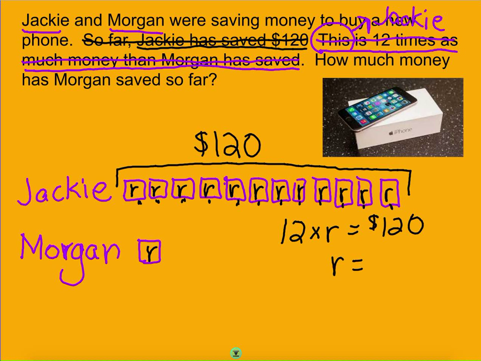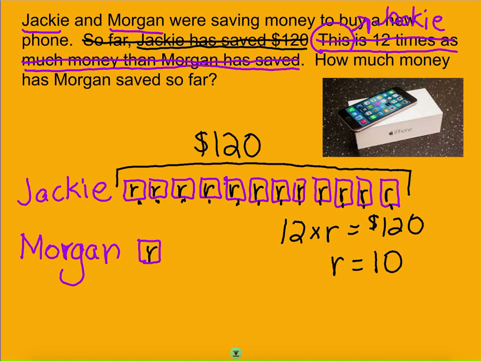So 12 times what number will give me 120? And this is your basic facts, right? So I know 12 times 10 will give me 120. So R equals 10. Now some students, the most common mistake is to think we're done, but we're not. Because now that we have a value for the letter R, we have to go back to our model and make every R we see the value of 10. So I'm going to do that in a different color so we can see that.